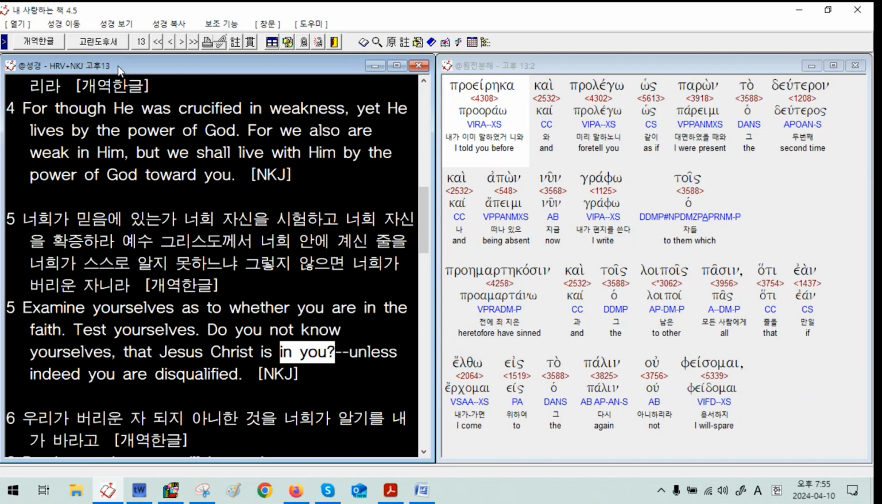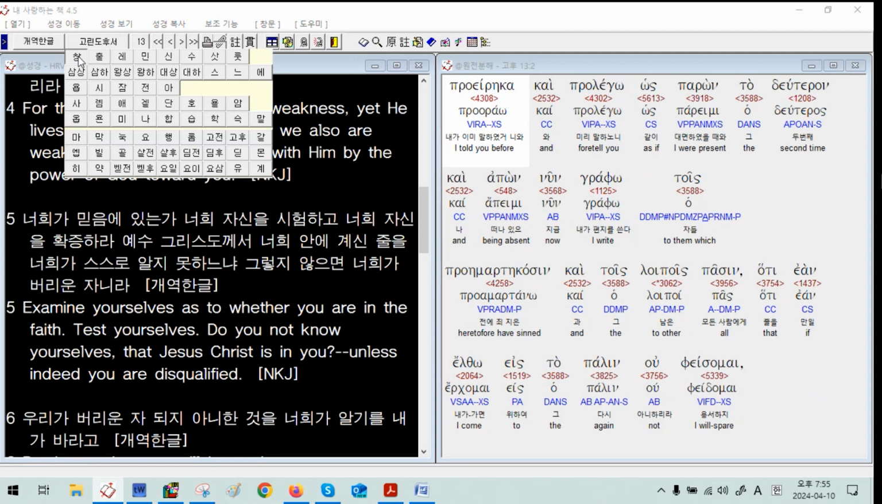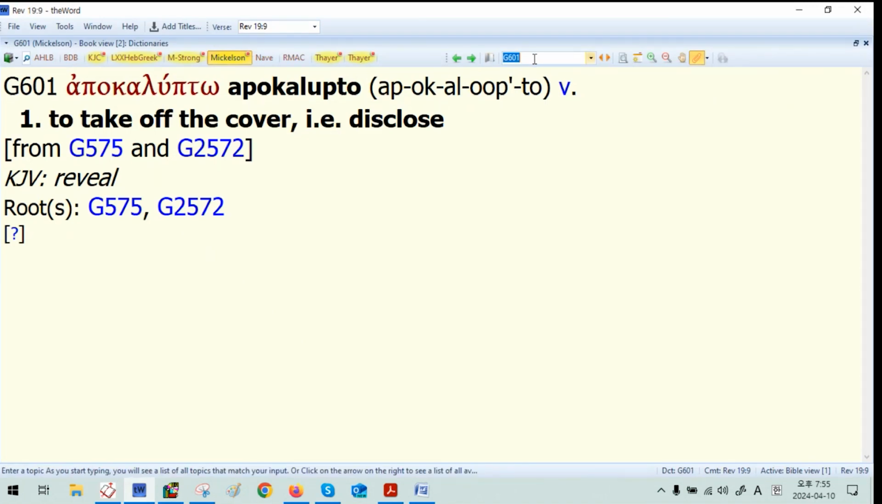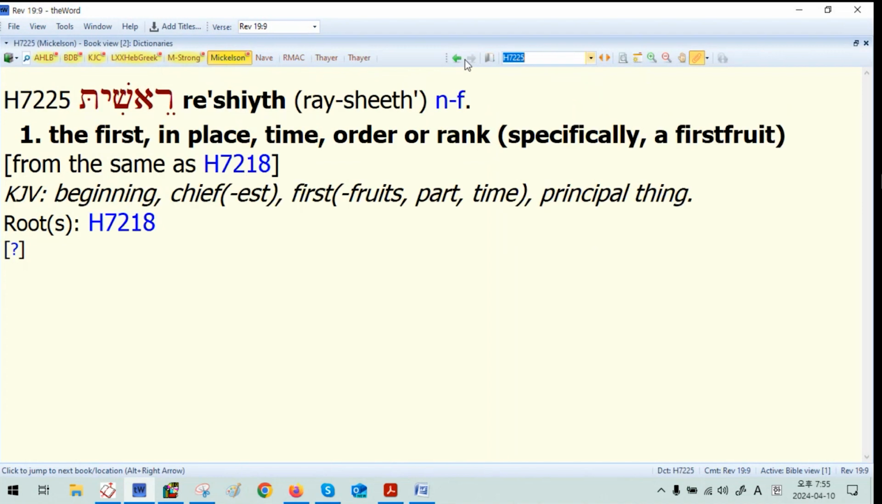When we're talking about the heaven and earth, we went to Genesis chapter 1, right? Bereshit. English translates it in the beginning. And then we went to the Hebrew dictionary 7225. Reshit is the first. That's why English translates beginning. Bet is the preposition in. So in the first, in the beginning.